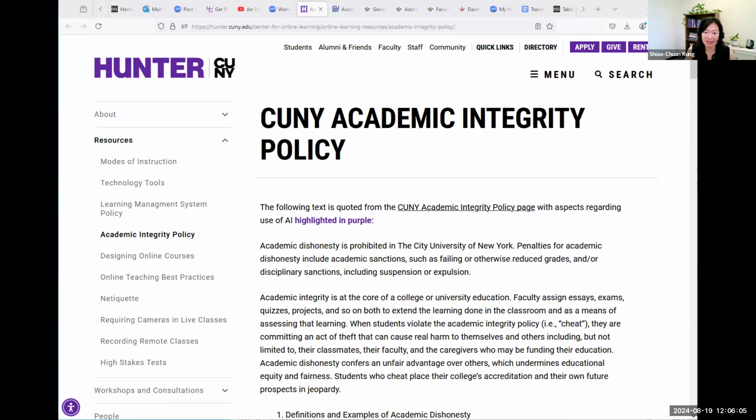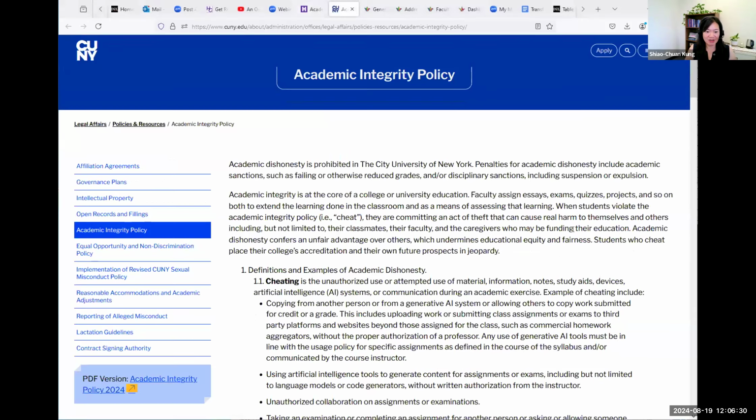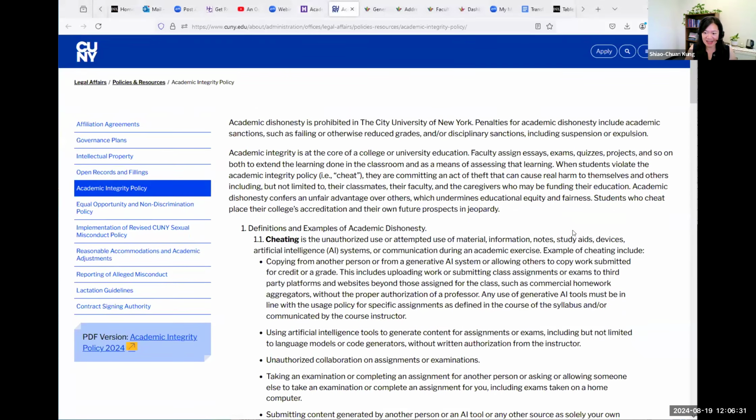CUNY put together, actually, a revised policy for academic integrity. This is relevant to this discussion because some AI parts have been added to this policy. What I have here is a page on the Center for Online Learning's website. We have text that is quoted verbatim from the CUNY academic policy, and that policy lives on the CUNY side, and it looks like this.